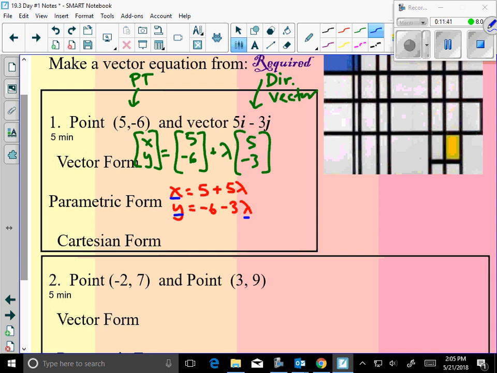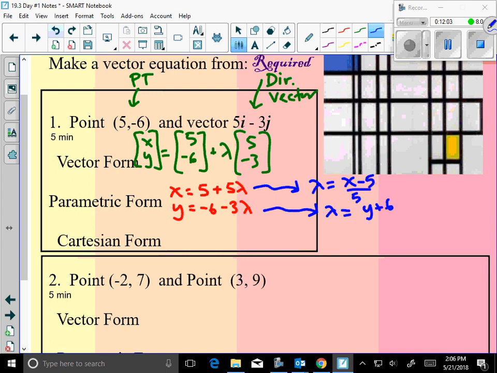Lambda, correct. So I want to basically eliminate lambda. I'm going to do that here. See how we can do. So if I want to eliminate lambda, let's solve for lambda. So I would take x, I would subtract 5, and then what would I divide by? 5. How about in this one? What would lambda equal?